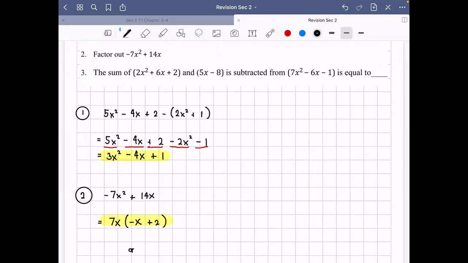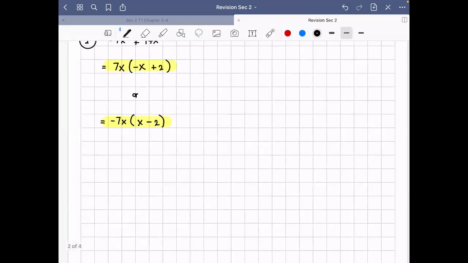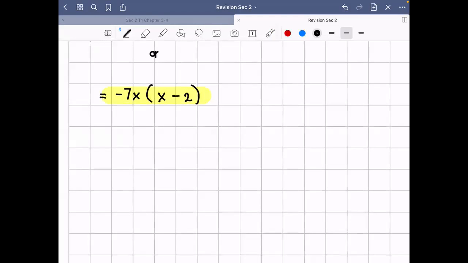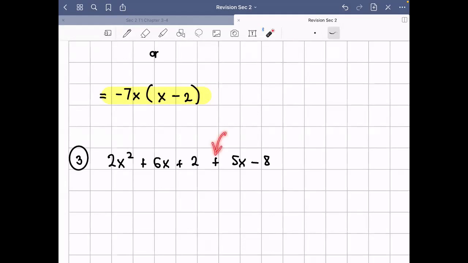Okay, so let me just write it here at the bottom. Number 3: the sum of 2x squared plus 6x plus 2, and then plus 5x minus 8. So I have added them. This is the sum, right? So what's your answer here? Anyone?